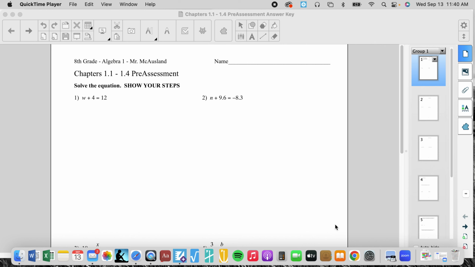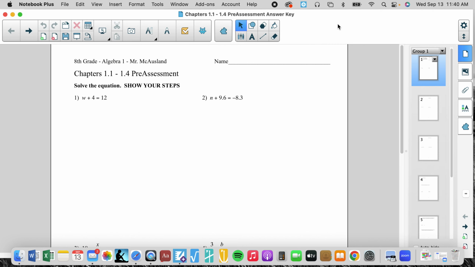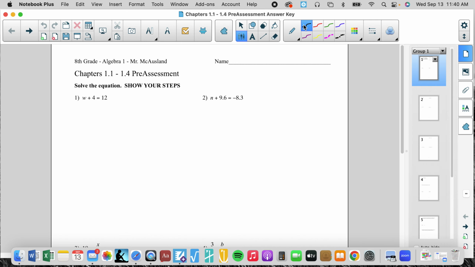Chapter 1, Assessment. Today we are going to cover chapters 1.1 through 1.4. This is the pre-assessment, and I will be going over how to do each of these problems.